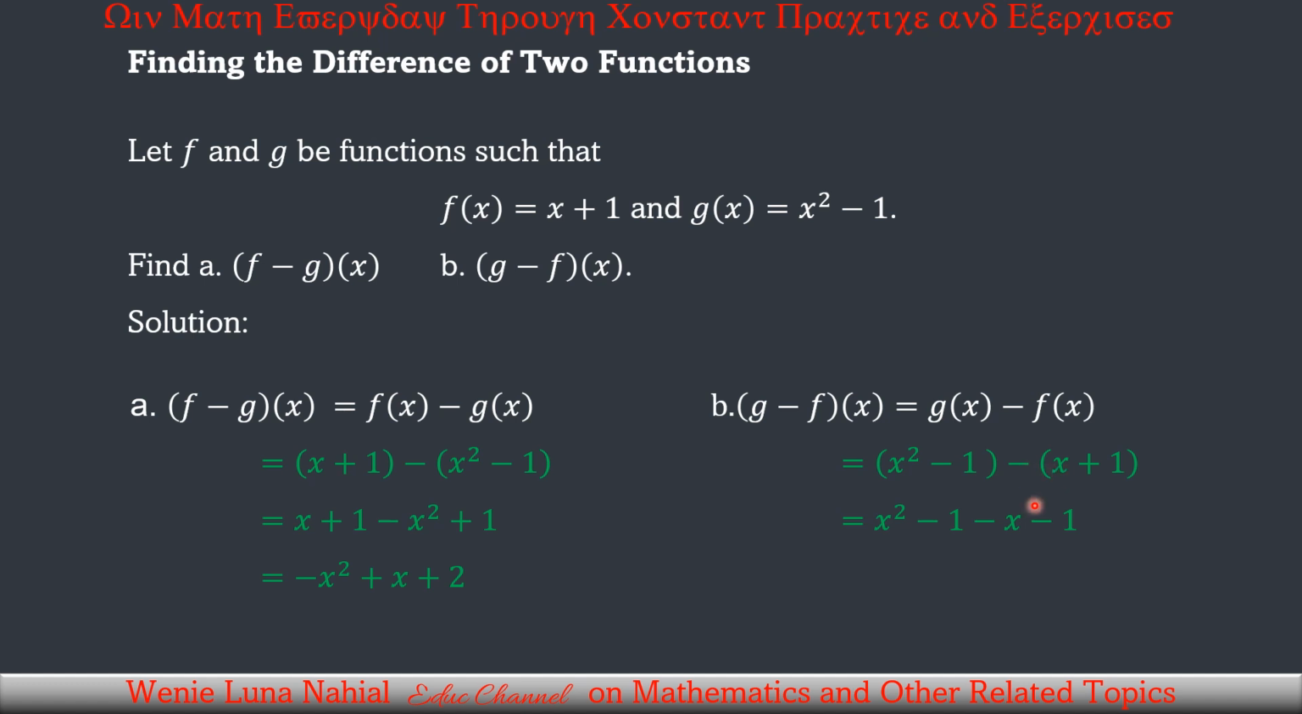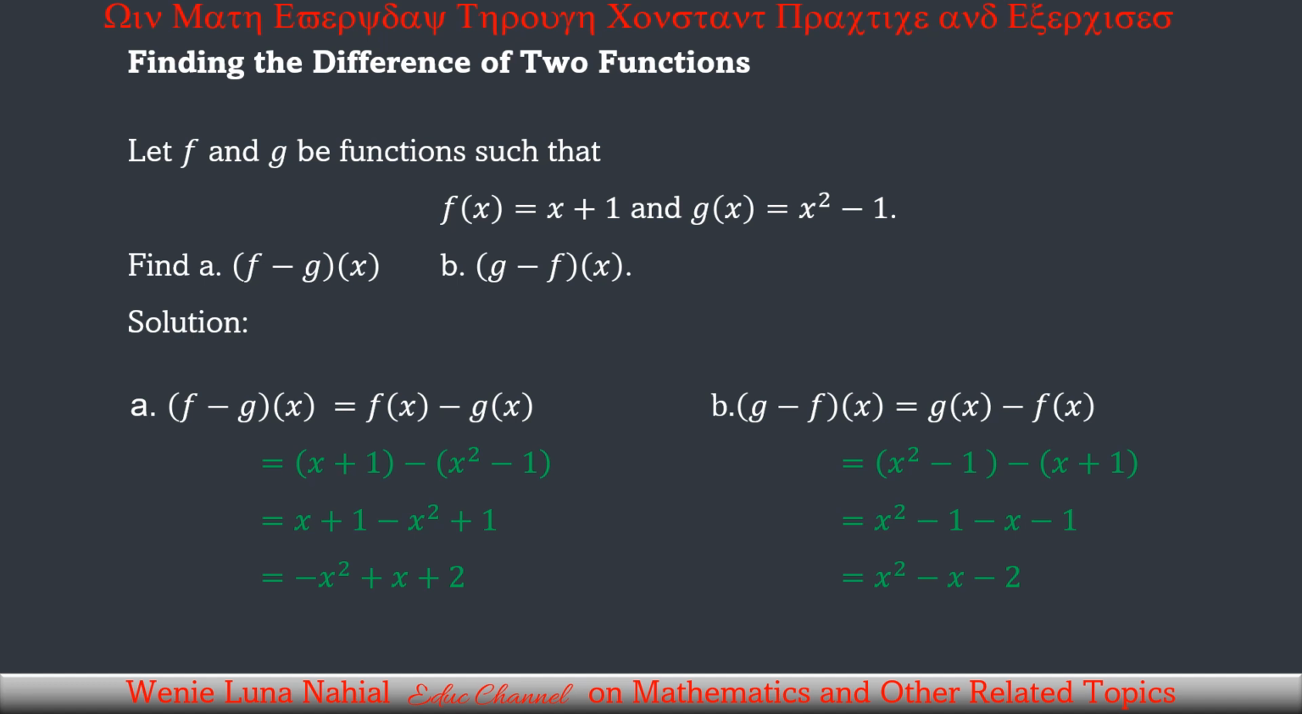So negative times x, that is negative x, then negative times positive 1, that is negative 1. So the difference is x squared minus x, then negative 1, that is negative 2. Now, we see that the difference of the two functions are not the same.